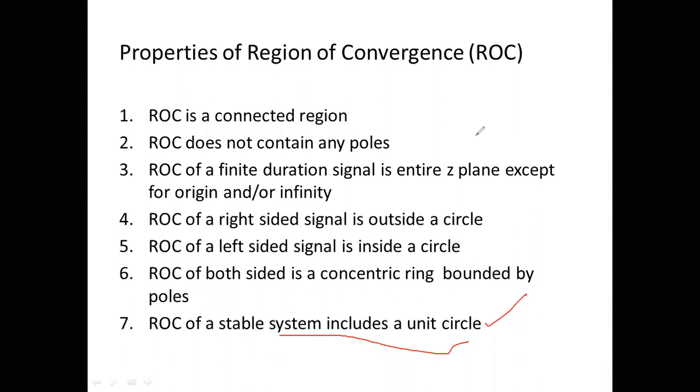Now, let me, tell me, x of n is equal to, not x of n, sorry, h of n is equal to alpha to the power n into u of n. You have studied stability, right? Now tell me, is this thing stable? This thing is stable for magnitude alpha less than 1. For magnitude alpha less than 1, this is stable. Magnitude alpha greater than 1, this is unstable, right?